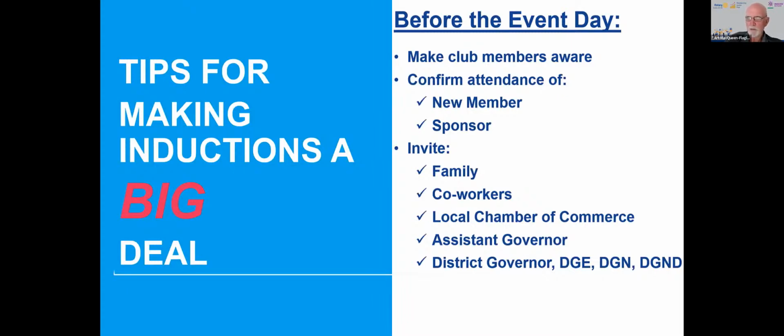Family members. They're a great resource for telling you things you don't know, right? Tell me something I don't know about Jack or Jill, and you'll get the greatest stories you ever heard, especially if you get a bunch of goofs like me to tell you those family stories. Coworkers. What a concept, right? Get their coworkers there. Maybe one of them will want to join your club when they see what's going on and how this individual is being received into your club.